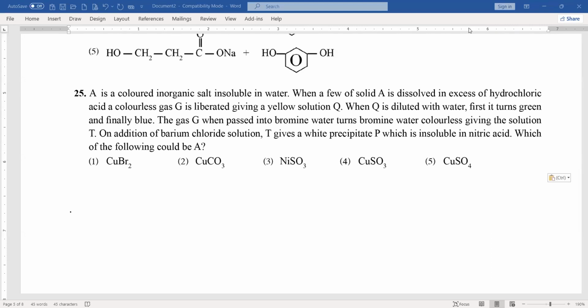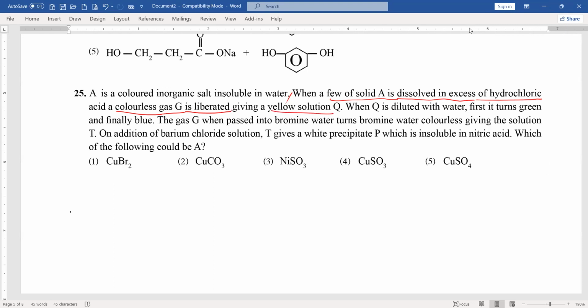A is a colored inorganic salt insoluble in water. When a few of the solid A is dissolved in excess hydrochloric acid, colorless gas G is liberated, giving a yellow solution.